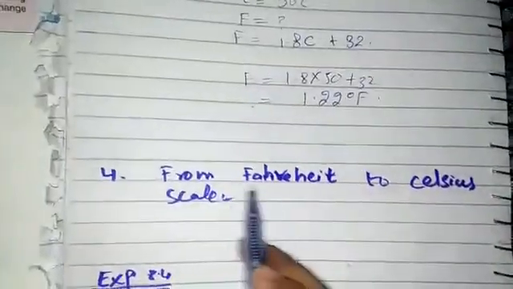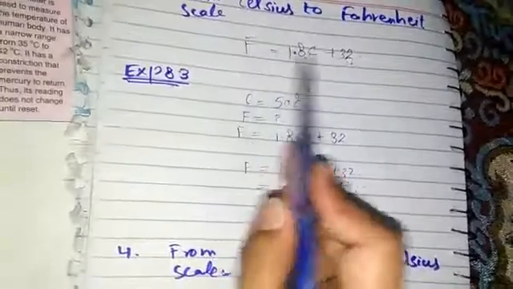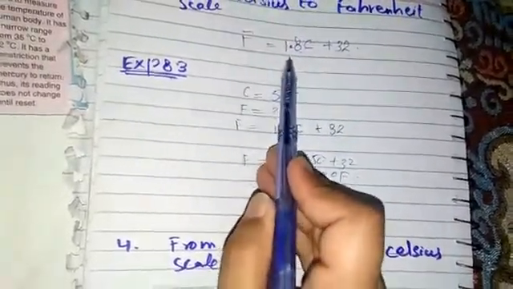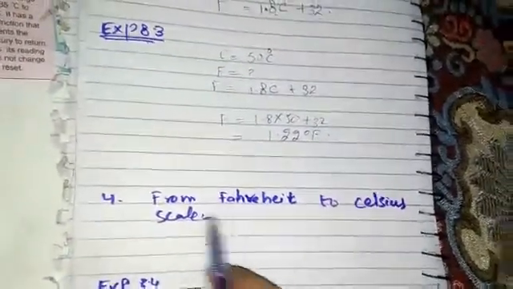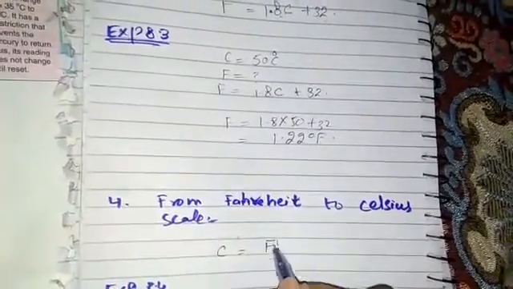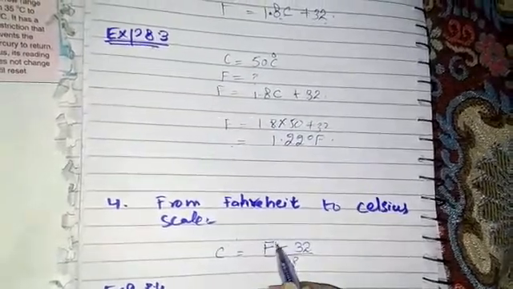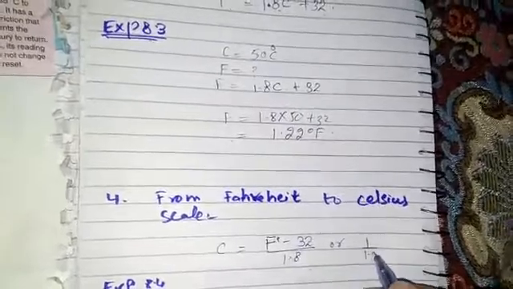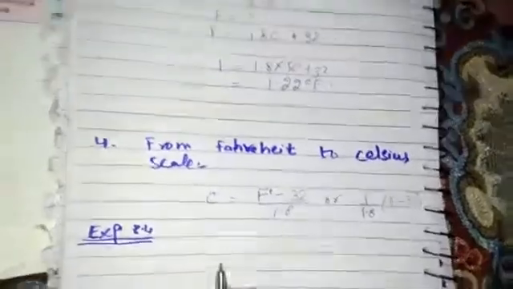Our next conversion is from Fahrenheit to Celsius scale. From this it is clear, students, 32 will be subtracted on the other side and 1.8 will be divided. So from Fahrenheit to Celsius is Fahrenheit minus 32 divided by 1.8. You can also write 1 over 1.8 times Fahrenheit minus 32.